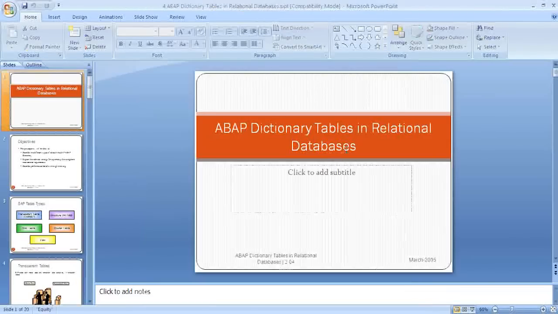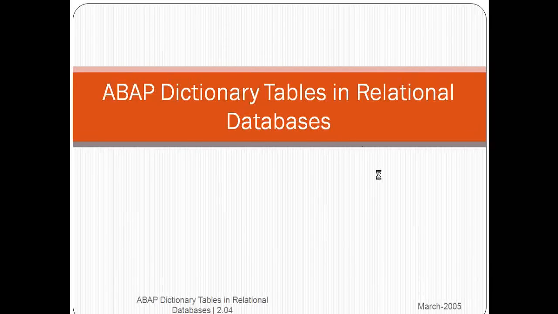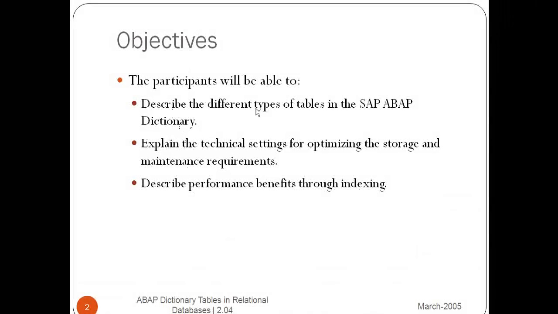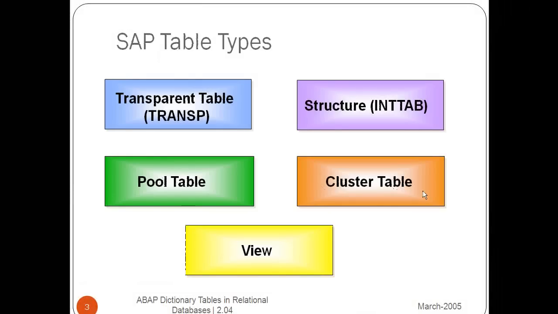Okay, now what next? Dictionary tables in a relational database. What exactly is it? Describe the different types of tables in the SAP ABAP dictionary. Explain the technical settings for optimizing the storage and maintaining the requirements. Describe the performance benefit through indexing. Okay, this is also a big slide. Let's start.